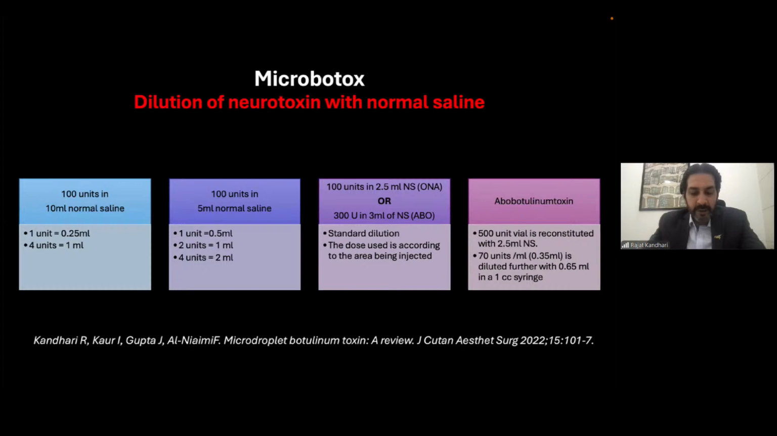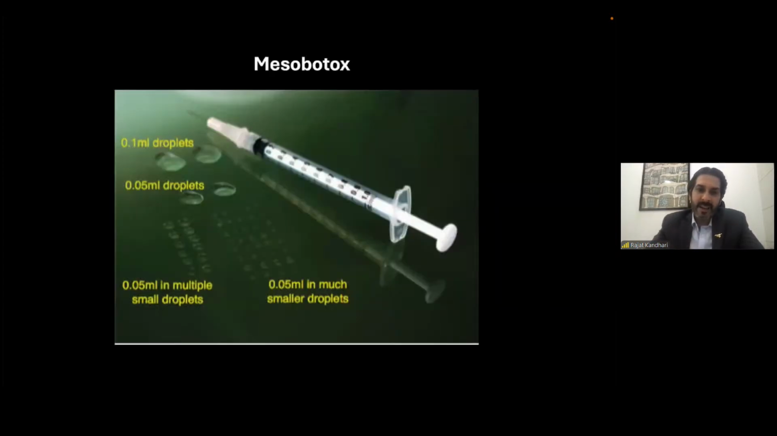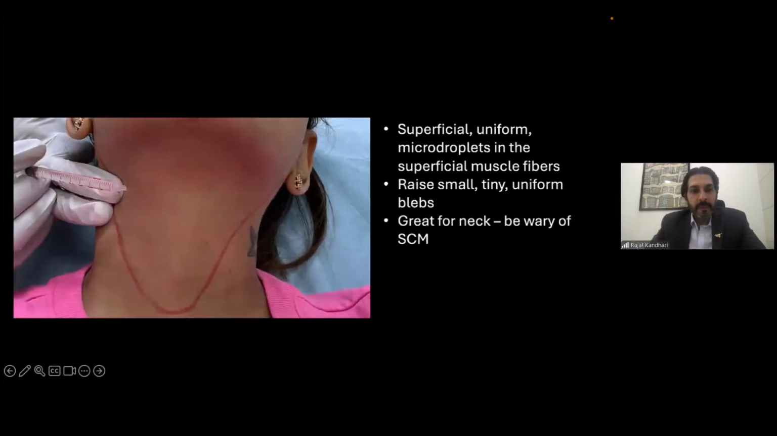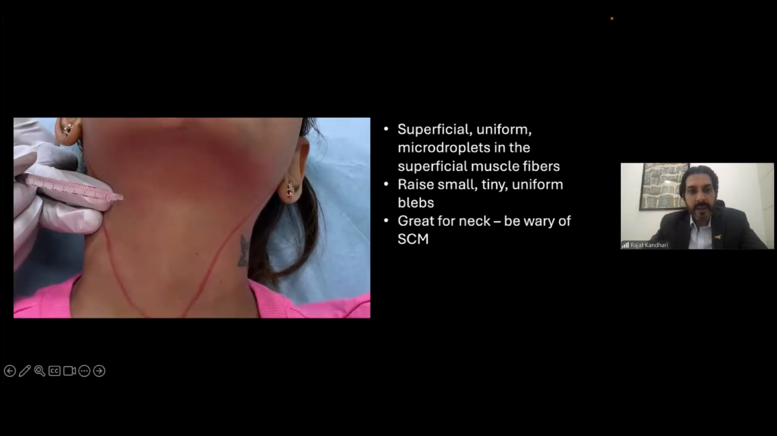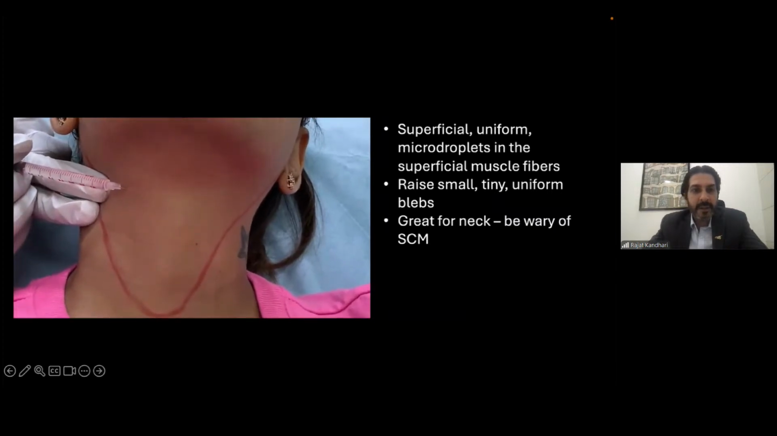Microtoxin, I'm quickly going to run through the last couple of slides. Microtoxin, the simplest way to do microtoxin, I would say, is use a standard dilution and adjust the dose according to the area that you are treating. And this is how you can practice on your table. This is a 0.1 ml drop, 0.05 ml drop, multiple small droplets of 0.05 and much smaller droplets. This is how you do it. Superficial blebs.